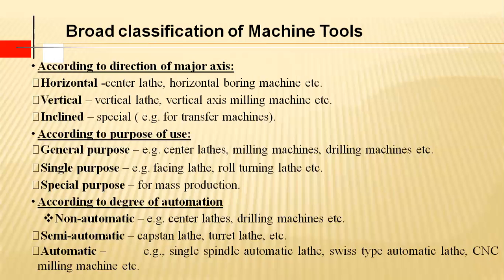According to the degree of automation: non-automatic, such as center lathes and drilling machines. Semi-automatic, such as capstan lathe and turret lathe. Automatic, where single spindle automatic lathe, Swiss type automatic lathe, and CNC milling machine, etc., can be utilized.